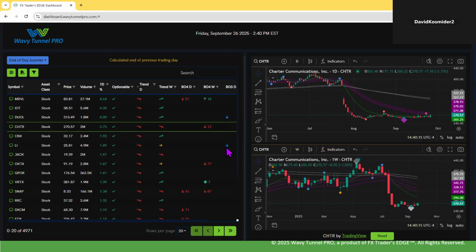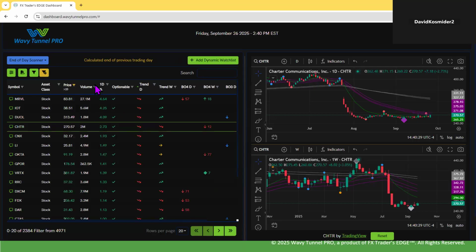So let's set up a scan for the breakout 4, and let me show you what I mean. For the breakout 4 trade, I am going to say that I want price to be above $25. I want volume to be above, let's say 500K. I want it to be optionable. So I'm just going to check that. And just by filtering like that, it already reduces the number of instruments from 4,971 to 659 before we even do the breakout.